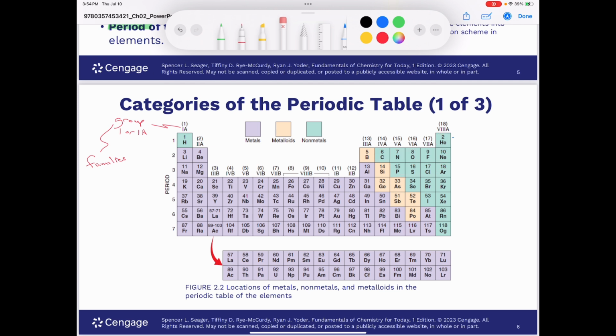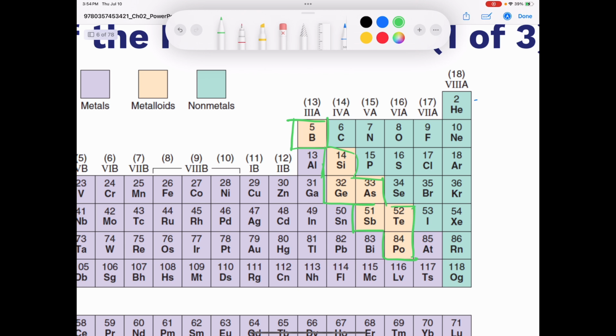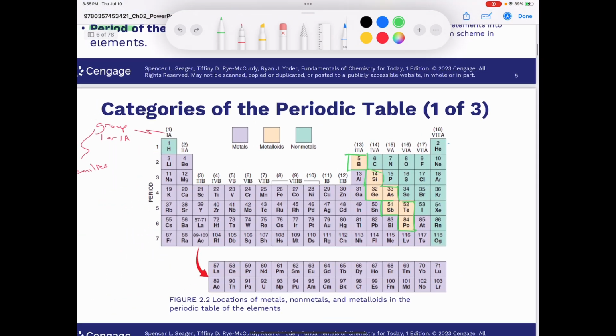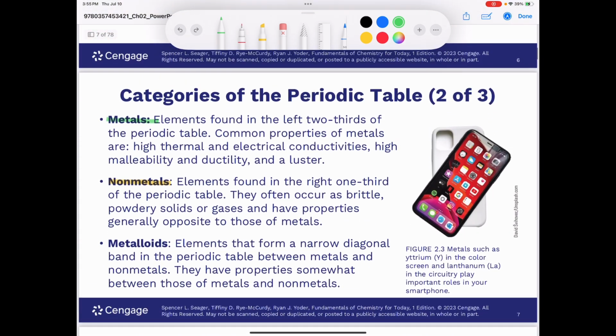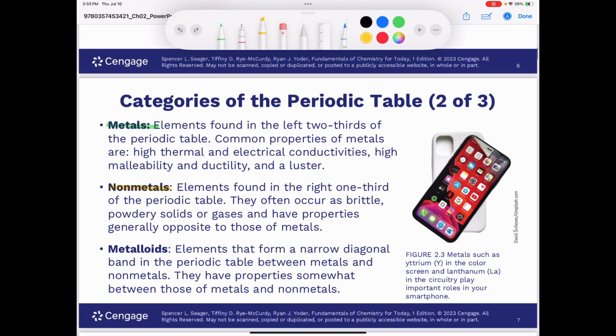And what does that leave us with? It leaves us with the metalloids. So metalloids are here in beige. That's what we call the metalloid line here. And you can actually see all the metalloids in here. So we've got boron, silicon, germanium, arsenic, antimony, tellurium, and this one down here is polonium. So those are the metalloids. And metalloids, it says here, are elements that form a narrow diagonal band in the periodic table between metals and nonmetals.